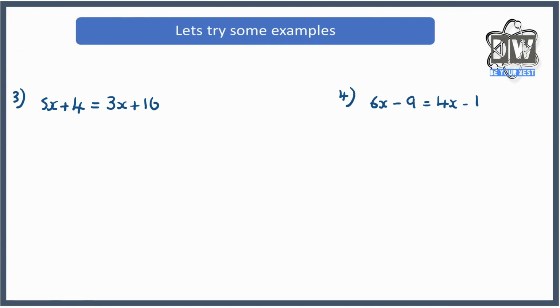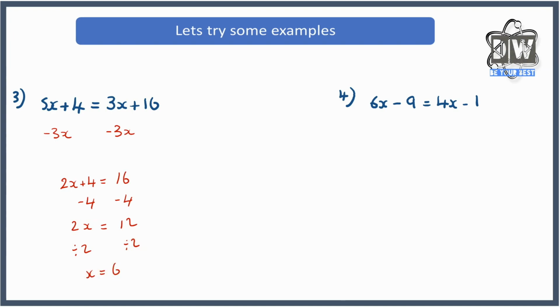Okay, so hopefully you've given those a good go. And the first thing we should have done was take away 3x from both sides. That would leave me with 2x plus 4 equals 16. What am I going to do now? I'm going to take away 4 from both sides. Then I'll be left with 2x equals 12. You know what to do now. Divide by 2, so x equals 6.